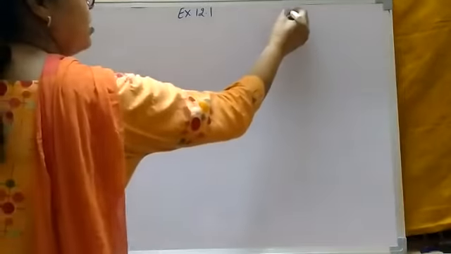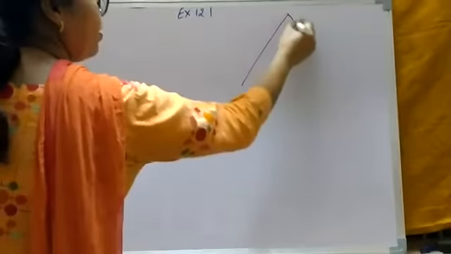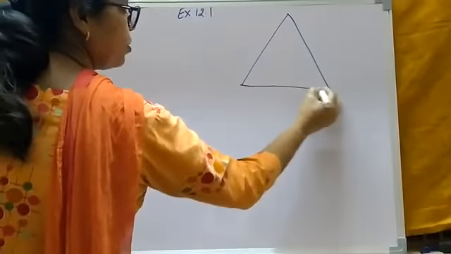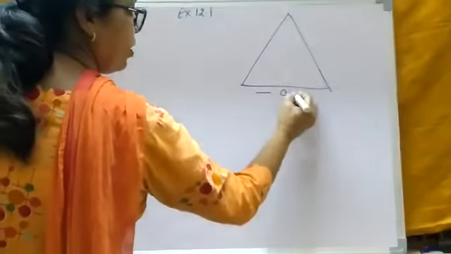Question number 1. A traffic signal board indicating "school ahead" is an equilateral triangle with side a. Find the area of the signal board using Heron's formula. If its perimeter is 180 cm, what will be the area of the signal board? The signal board is in the shape of an equilateral triangle of side a unit.